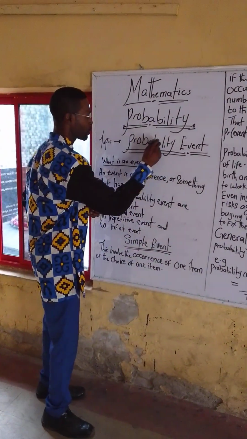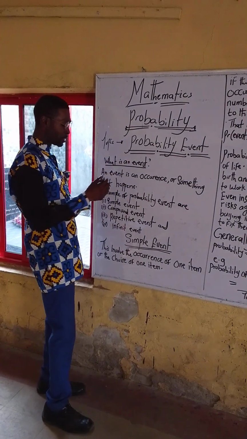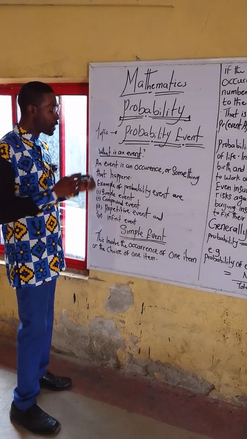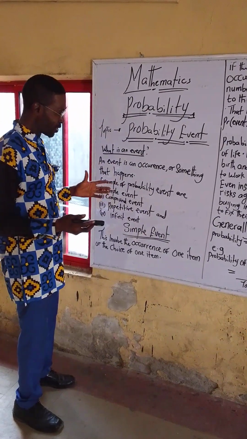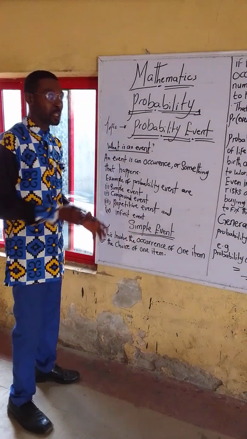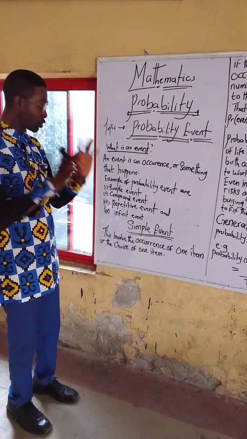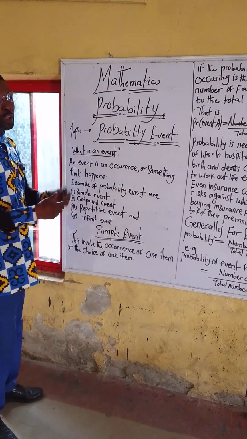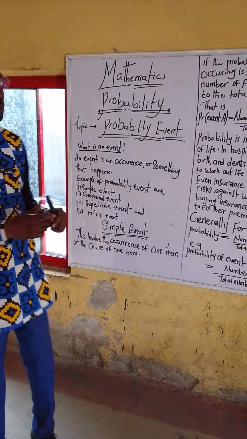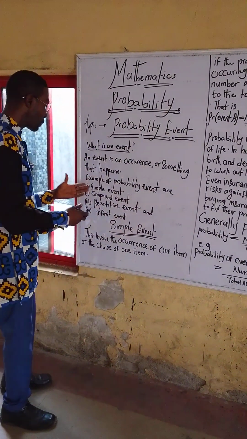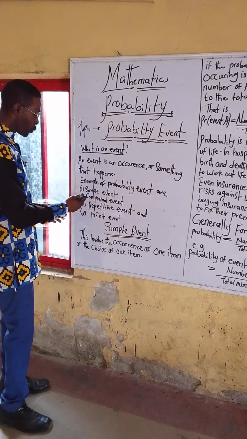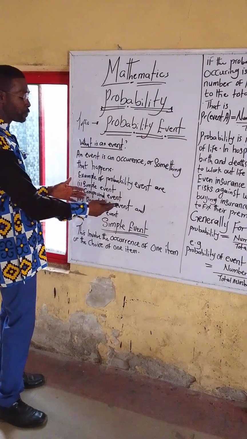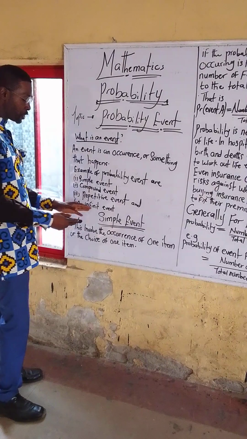For instance now, let me ask you, what is an event? I don't want to go too far because I'm not teaching you an English class. An event is an occurrence or something that happened. Now, examples of probability events. This is a probability event in mathematics. We have simple events, number 1. We have compound events, and we have repetitive events and infinite events.